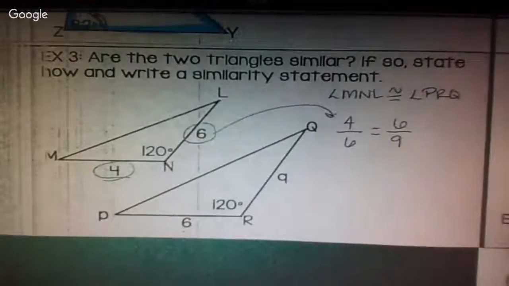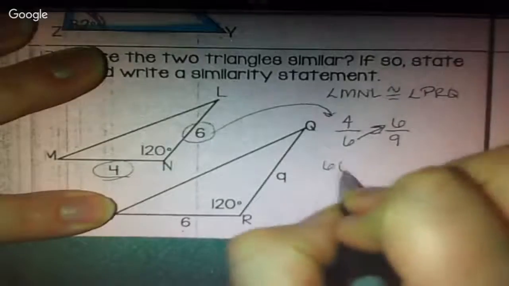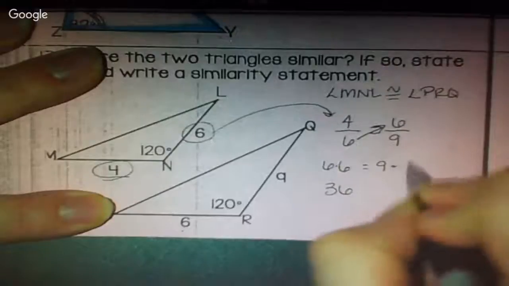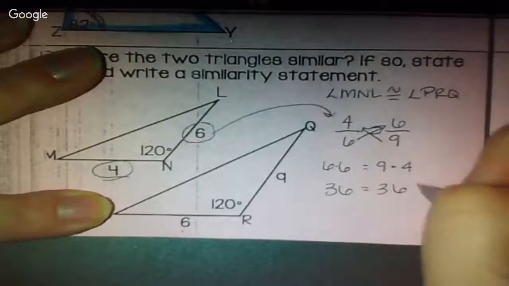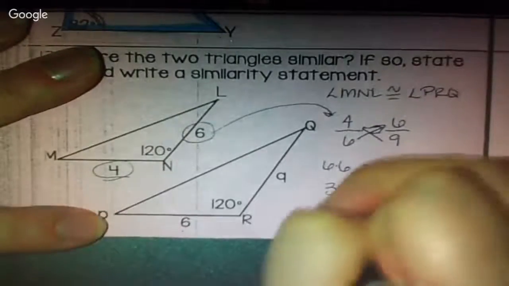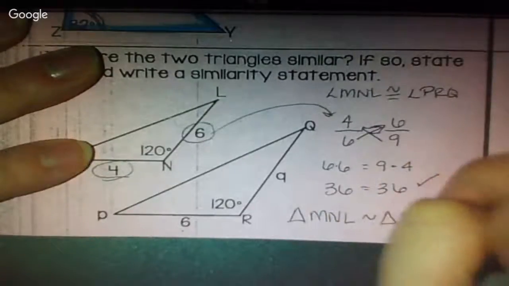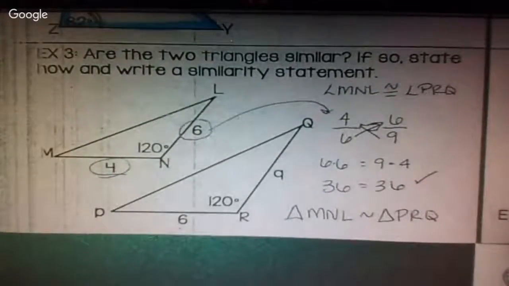Okay. Now you just need to make sure that this is a true statement. So how do I solve a proportion? Cross multiply. So what do I get when I take 6 times 6? 6 times 6 is 36. 9 times 4 then is 36. Is this true? Yes. So that means that triangle MNL is similar to triangle PRQ. You have to get proportional sides.